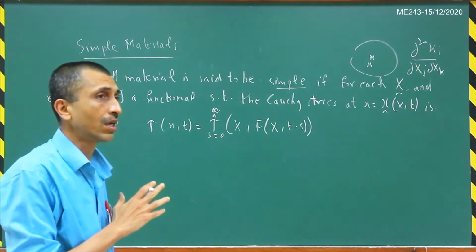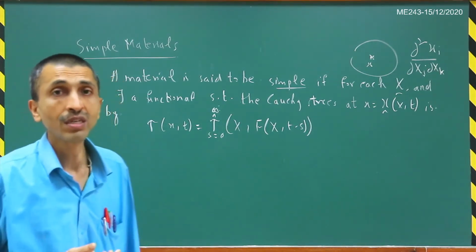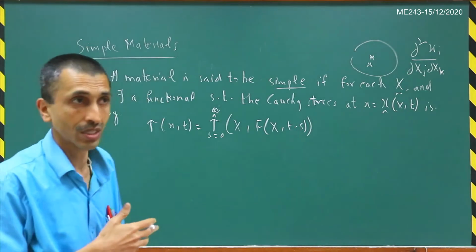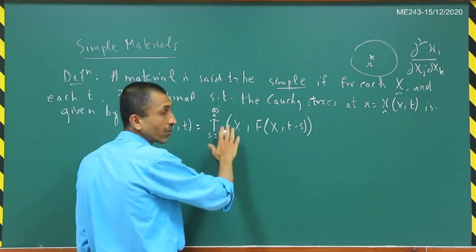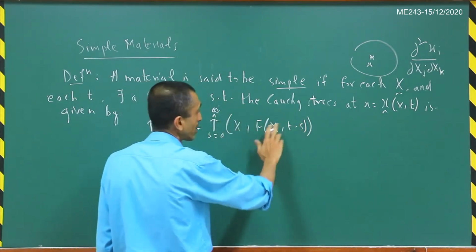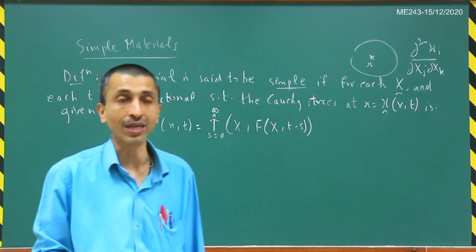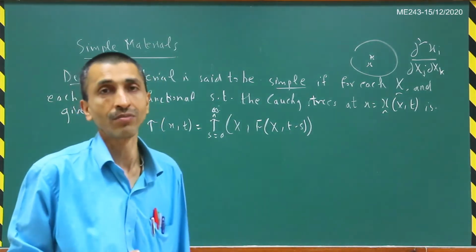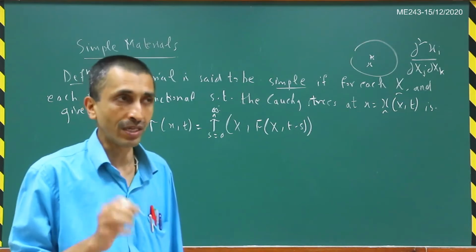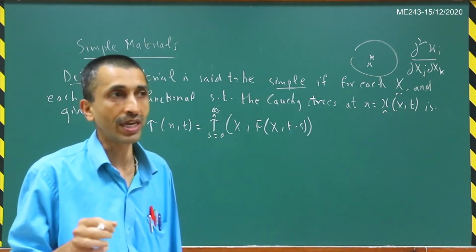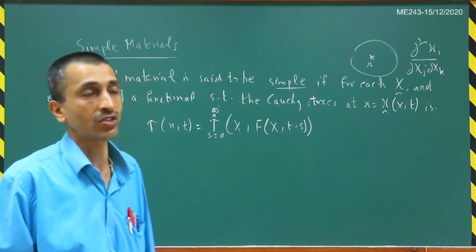Elasticity is a special case of this particular material. So suppose you just remove this s equal to 0 to infinity, right? So just F of x comma t, so that means whatever is happening at the current time will be elastic, right? Whatever the stress depends on is the deformation gradient at the current time itself. So there is no history dependence. So that would be the case of elasticity.